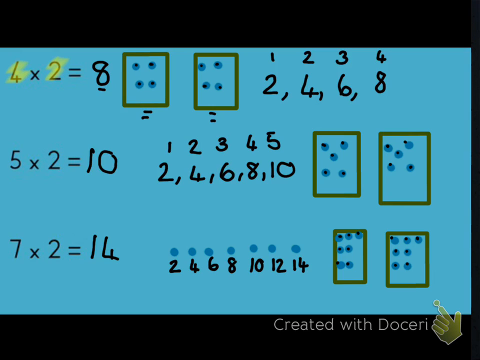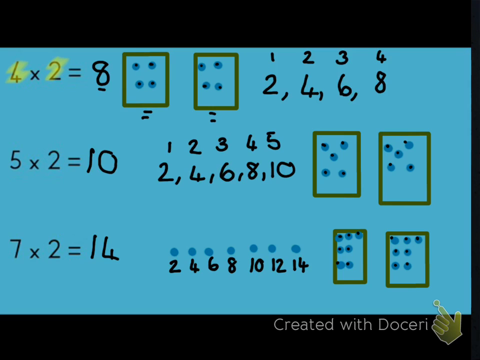Now I want you to try and do the following sums on your worksheet. You can make use of any of the 3 methods. Before we go, I want to share a fun fact with you. When you multiply with 2, the answer will always be an even number.